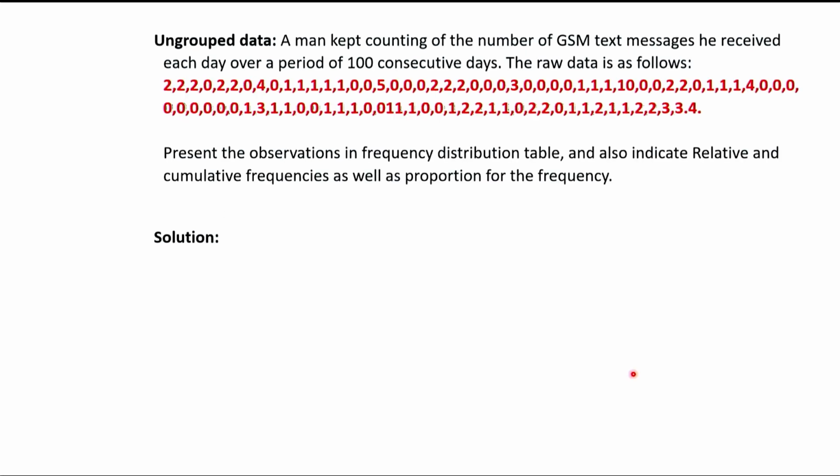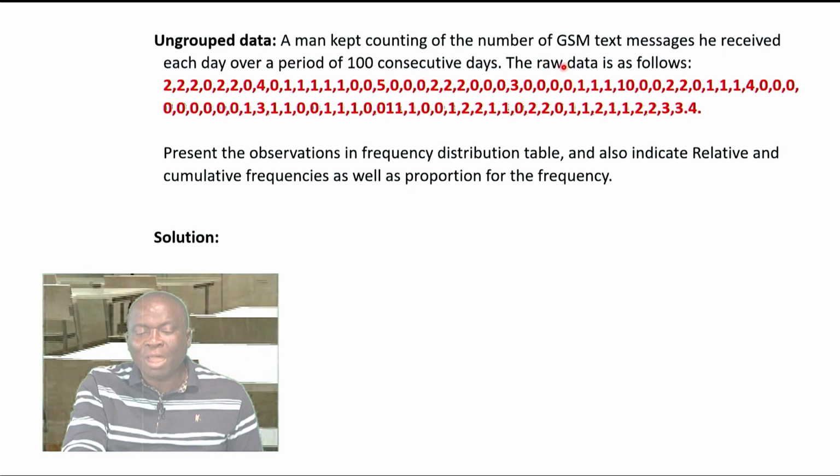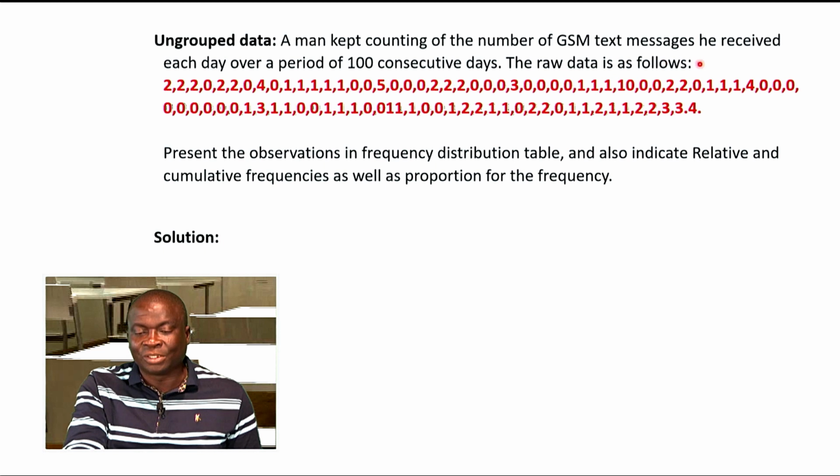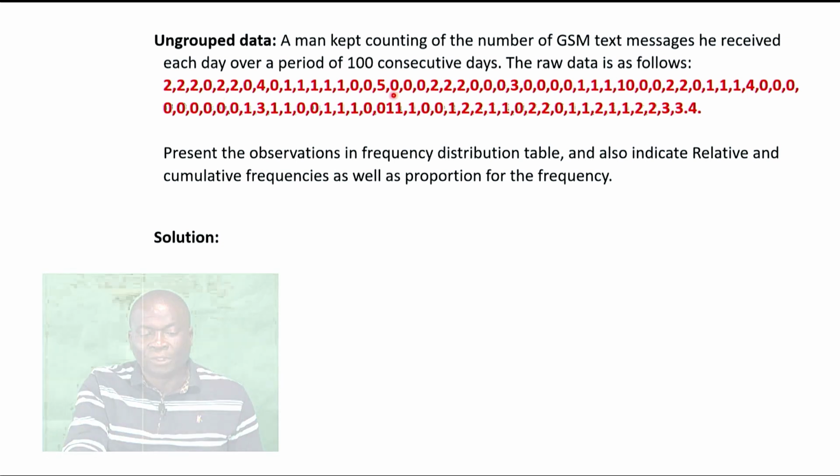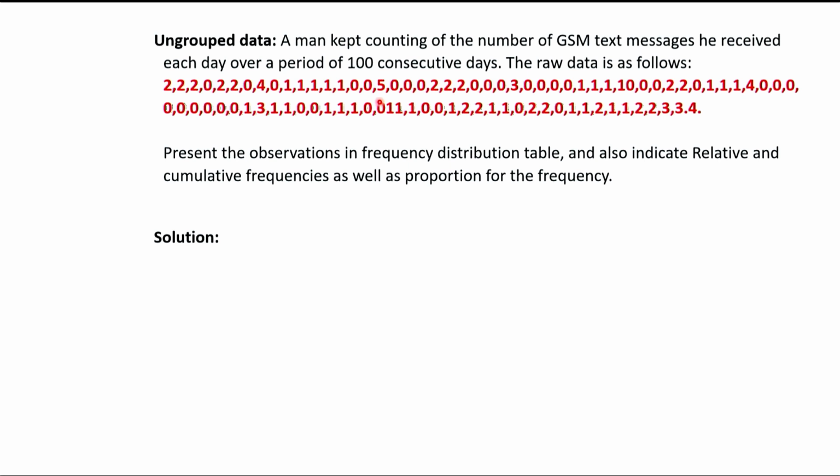Next, for ungrouped data, this is an example just to illustrate. A man kept a count of the number of GSM text messages he received each day over a period of 100 consecutive days. The raw data is as follows: 2, 2, 2, 0, 0. That is, on the first day he received 2, the second day 2, the following day too, then there was a day he received nothing. The highest is 5. That is, on one particular day he received 5, and so on.